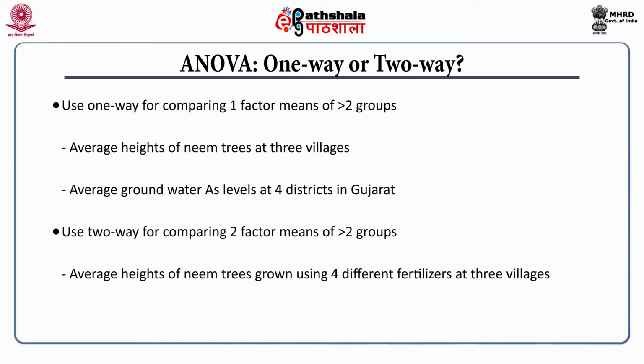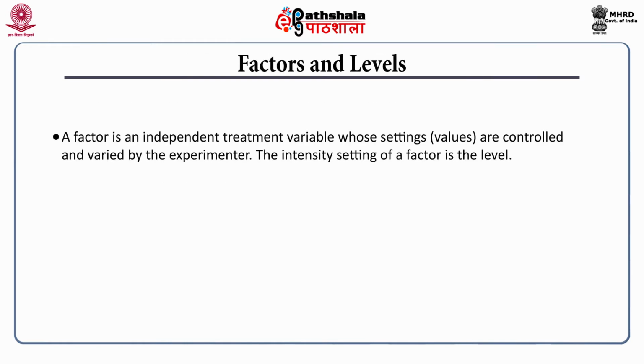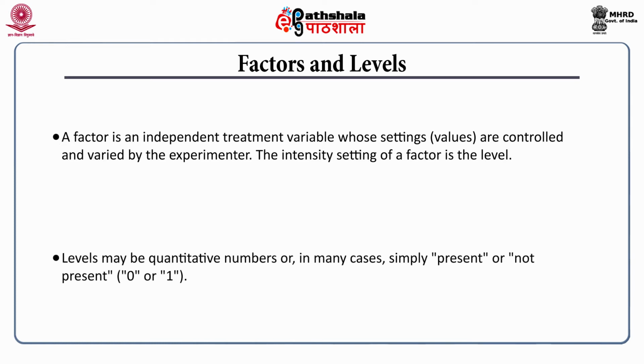The next example is average arsenic levels at shallow, moderate, and deep wells in 4 districts. So arsenic level is our response variable, while treatment variables are 2, the types of well and the space, that is basically 4 districts. A factor is an independent treatment variable whose settings or values are controlled and varied by the experimenter. The intensity setting of the factor is called the level. Levels may be quantitative numbers or in many cases simply present or not present, or 0 or 1.